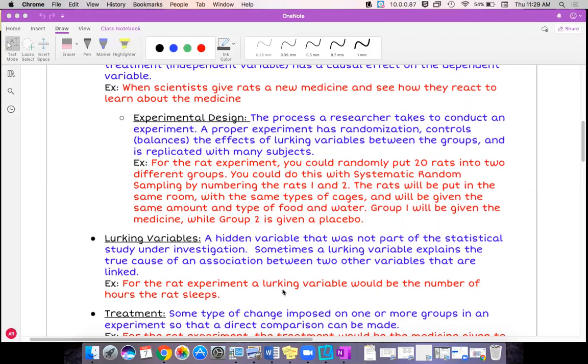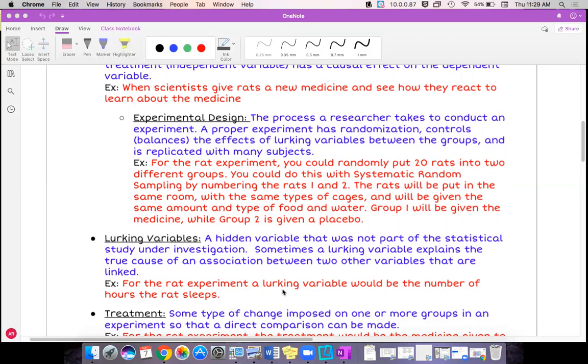Okay, so you have two things that go with this. First one is an experimental design. The experimental design is a process a researcher takes to conduct an experiment. A proper experiment has randomization, controls and balances the effects of lurking variables between the groups, so you control your lurking variables, and I'll explain what that is in a minute, and is replicated with many subjects, so you do this a lot.